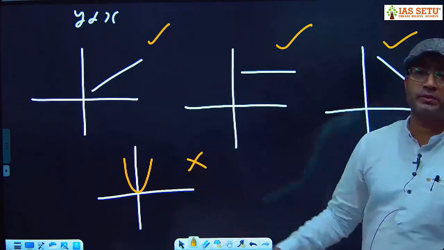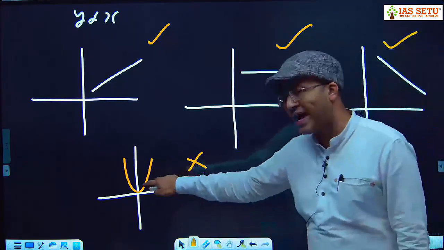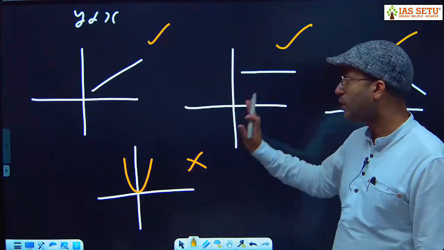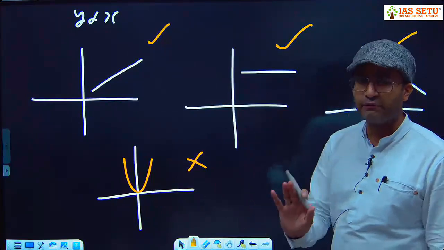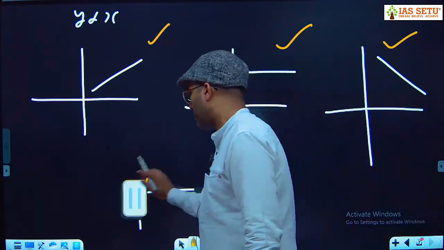Except the fourth one. It is a U-shaped graph, a parabola-shaped graph. It is y is directly proportional to x square. This is the graph of x square, that we will see later. Now wait, now the confusion has started, right? I will clear each and everything. Don't worry.